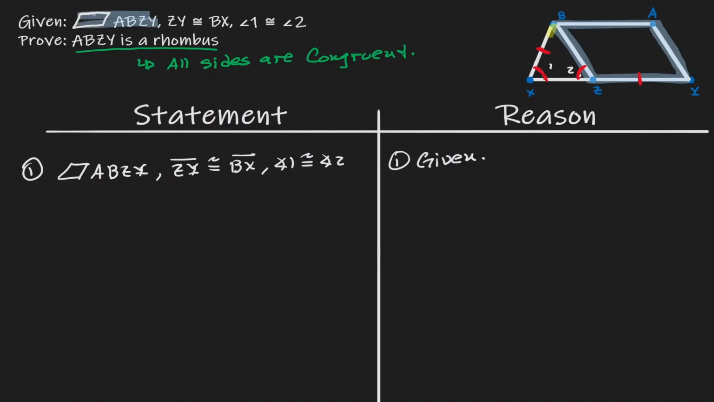Then we can think of BXZ as if it was an isosceles triangle. Now, if it's an isosceles triangle, then we know that BX is congruent to BZ. And the reason is the isosceles triangle converse theorem.